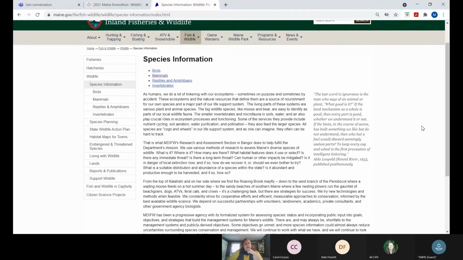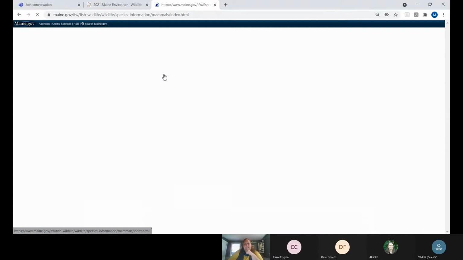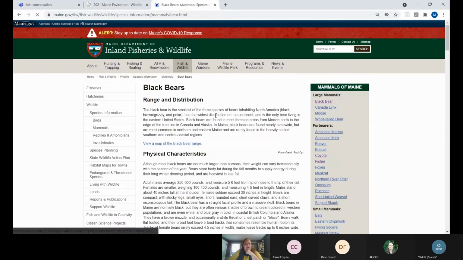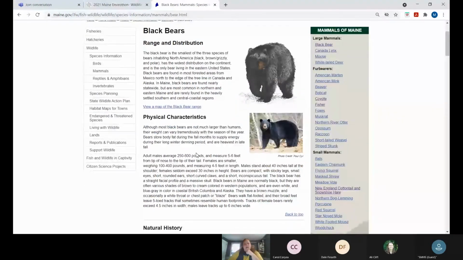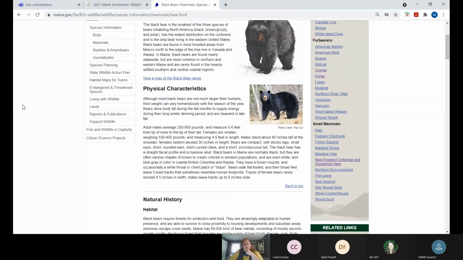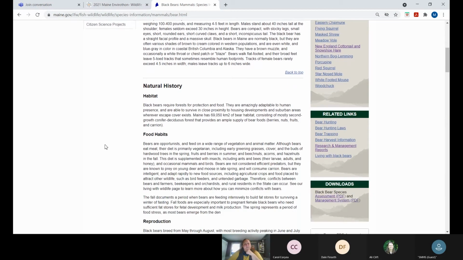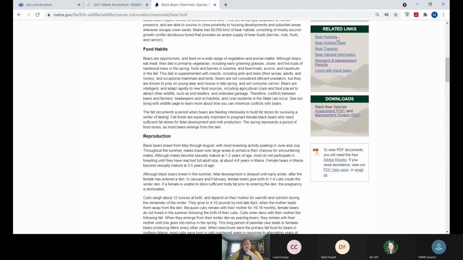The State Wildlife Action Plan, I think, was put together in 2016. It's a 10-year plan that's got a ton of great information. And if we just click in and pick black bear, there's a lot of specific species info here. This is a game animal, so there are links right here to the laws, to trapping, harvest information, research and management reports, and then the assessment and management systems for those.